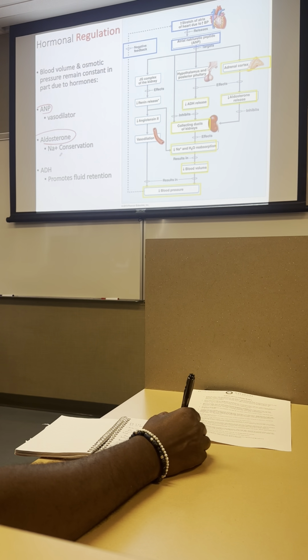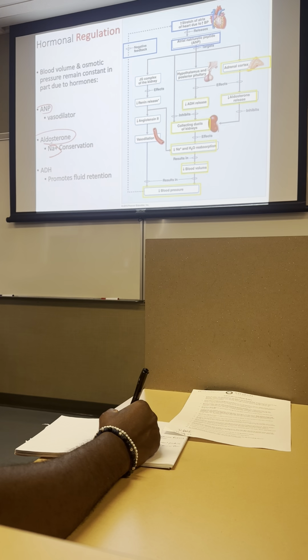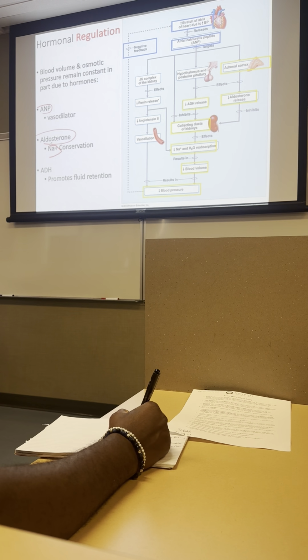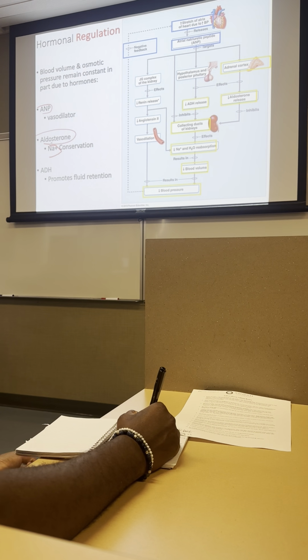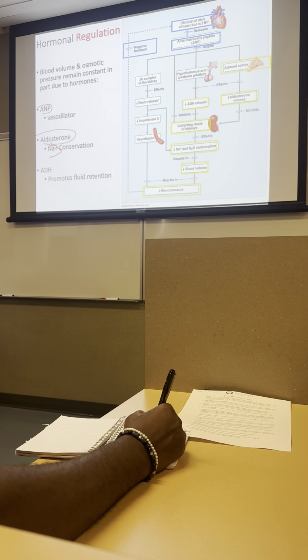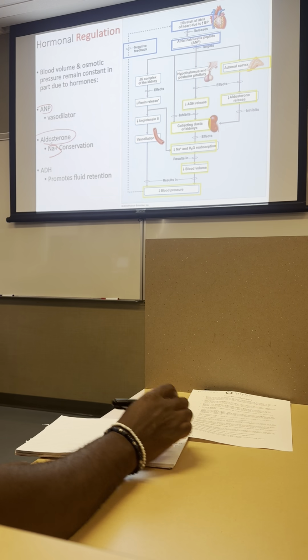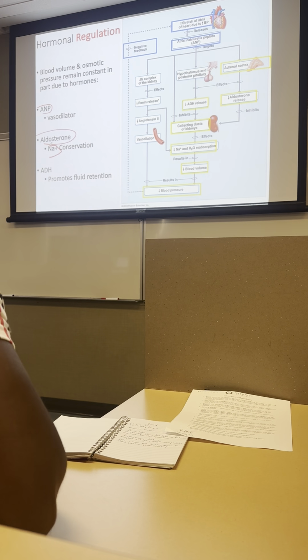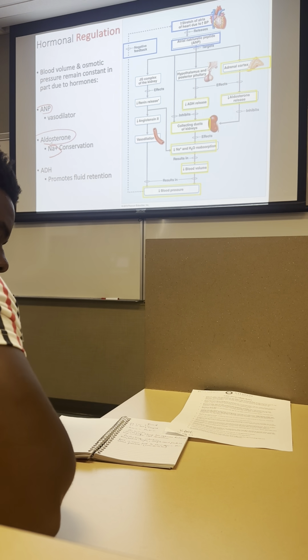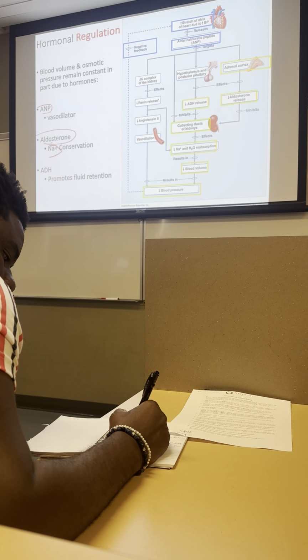What's its main job? It's going to be to conserve sodium. Okay, so aldosterone is produced from your adrenal cortex. So do you know the gland that sits on top of your kidney? It's called the adrenal gland, or suprarenal gland. And that little gland produces a whole bunch of hormones. One of the hormones it produces is aldosterone, okay?